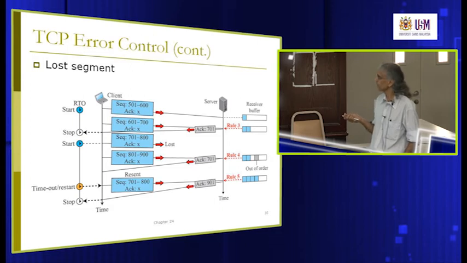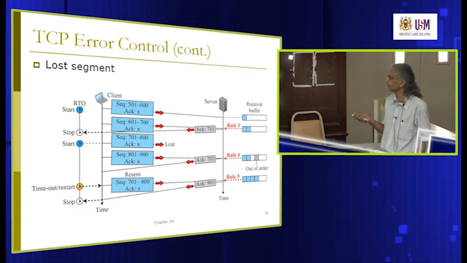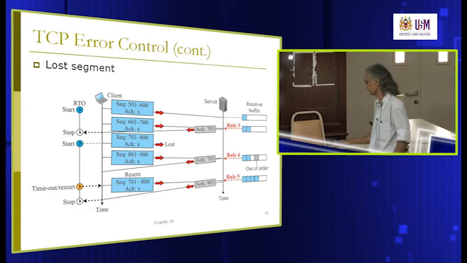So once this is done, all the packets, all the segments in the buffer are now in order, in sequence. So now the server will reply and say, I have received up to 900. Send me 901 now. Right, so in this case, all the packets received earlier have been acknowledged. So this is how TCP handles lost segments.